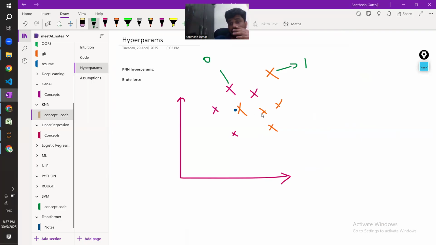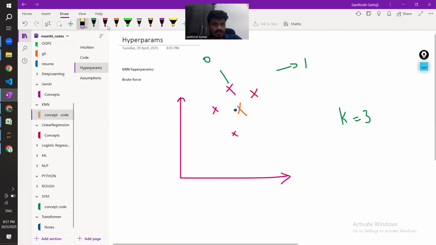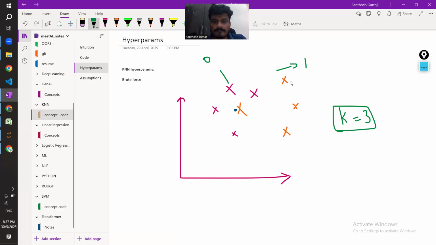Now when I say k equal to 3, can you tell me what could be the output of my data point? For example, if you're getting confused, I will draw here. For this data point, if we consider k equal to 3, what will be my output class? Will it be 0 or 1? It will be 0. Why? This is 1 nearest, this is 2, this is 3.